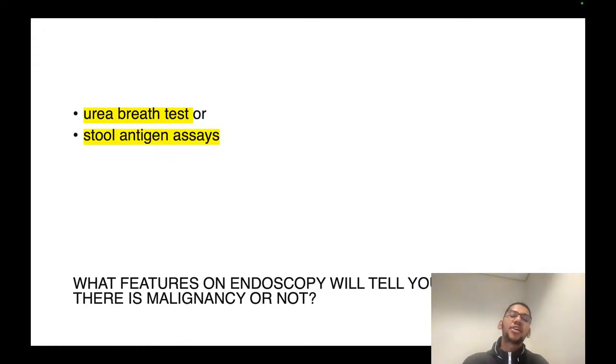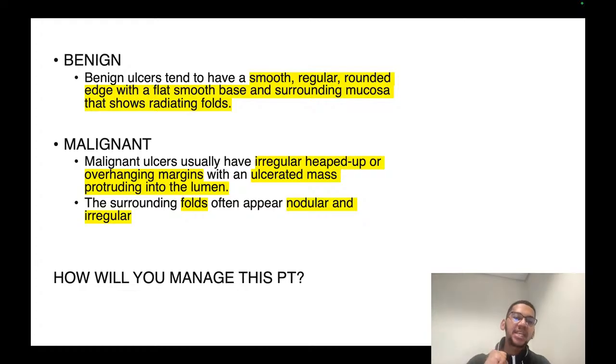What features on endoscopy will tell you whether there is malignancy or not? If it's a benign ulcer, it tends to have a very smooth, regular, rounded edge with a flat, smooth base and surrounding mucosa that shows radiating folds. A malignant ulcer will have irregular, heaped up, or overhanging margins with an ulcerated mass protruding into the lumen. The surrounding folds often appear nodular as well as irregular.